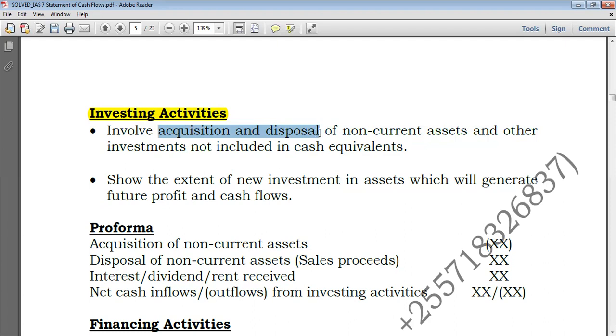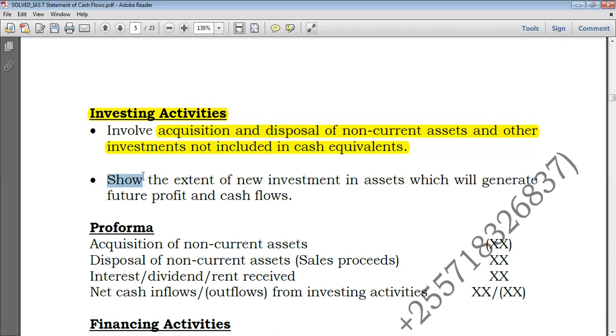When speaking of disposal, it means that when you sell a non-current asset or any investment not in cash equivalents, we obtain cash, we'll have cash inflows. So it doesn't matter whether you give out cash or you receive cash in respect of non-current assets and other investments not in cash equivalents, because if you are given an investment, let's say in current assets, and you are told that it can be realized in 3 months' time, that means cash equivalent. So that won't form part of the investing activity. So you have to know that.